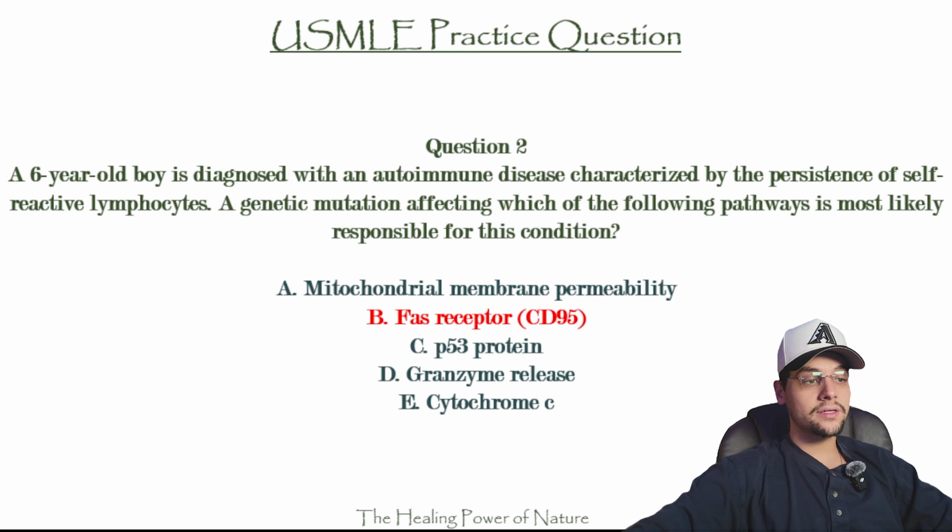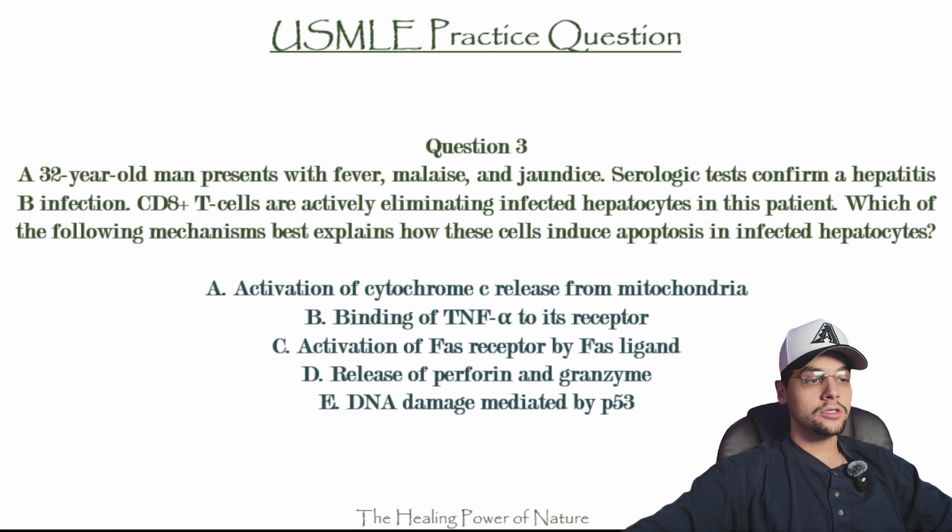So if you chose B, that is correct. The FAS ligand pathway is part of the extrinsic apoptotic pathway and plays a critical role in the negative selection of T cells in the thymus. During negative selection, T cells that recognize self-antigens undergo apoptosis. So let's do one more question. I'll give you a few minutes, then we'll come back and discuss the problem.